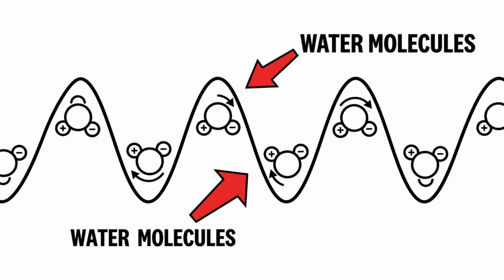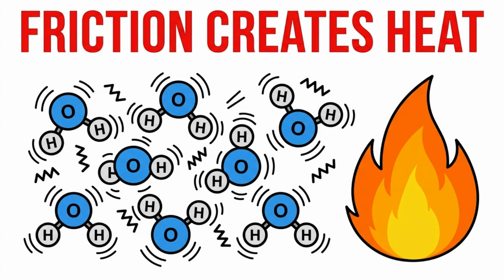Water is the biggest culprit. Water molecules have a lopsided electrical structure, a tiny positive end and a tiny negative end, and they naturally try to twist and align themselves with the rapidly flipping electrical field of a passing Wi-Fi wave. But that field is flipping billions of times per second, faster than the water molecules can keep up. That mismatch creates constant molecular friction, and friction always creates heat.